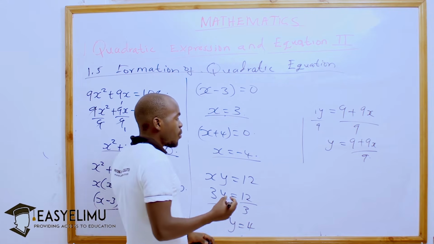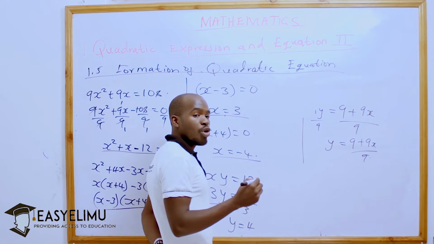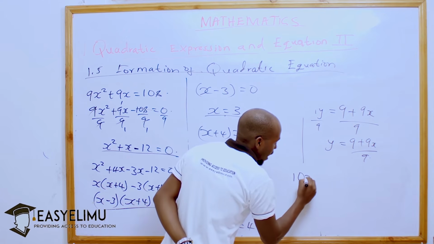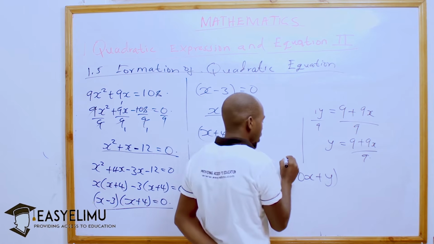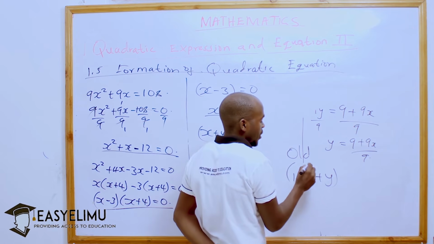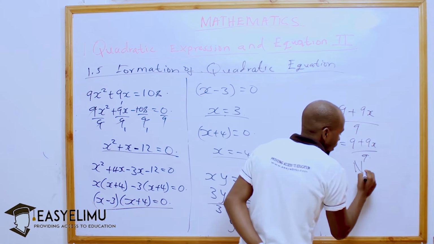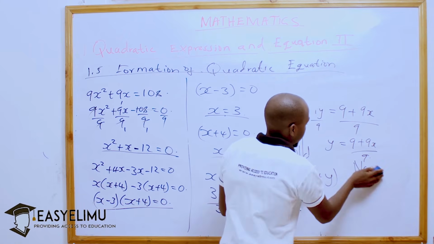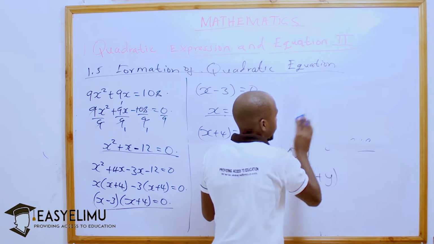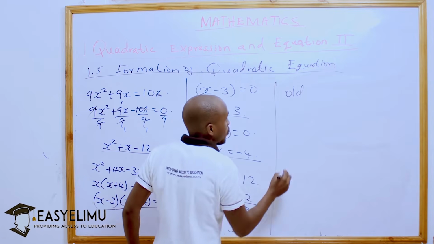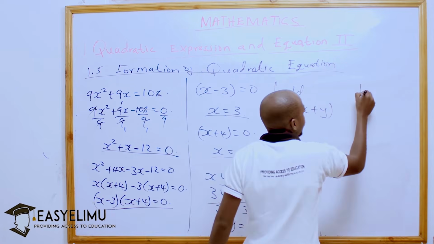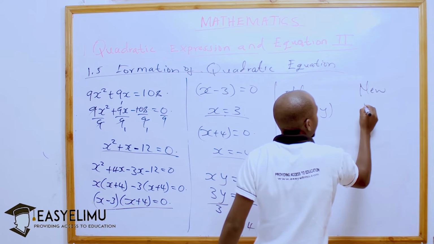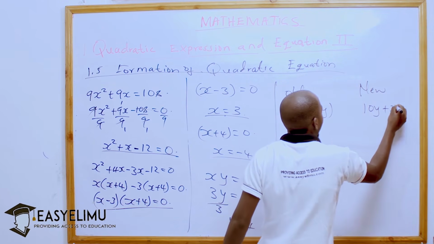the number formed, we had first, we said the original number was 10x plus y. The new number formed, this was the original or the old number. Now the new number, let me make this much more visible. Old number, we found it to be 10x plus y, and the new one was 10y plus x.